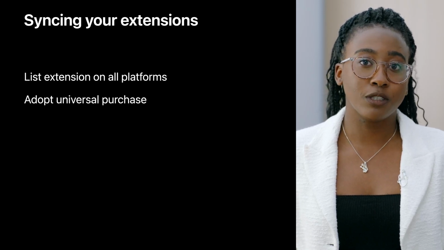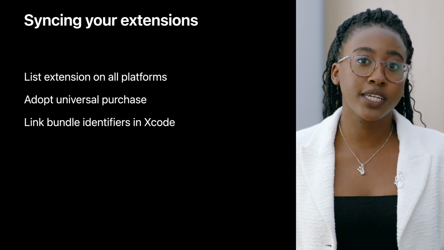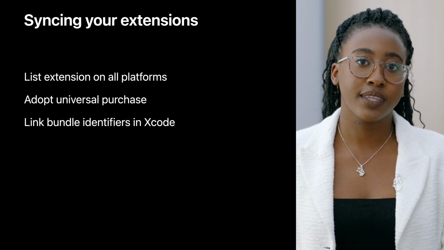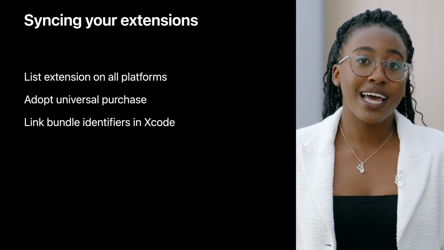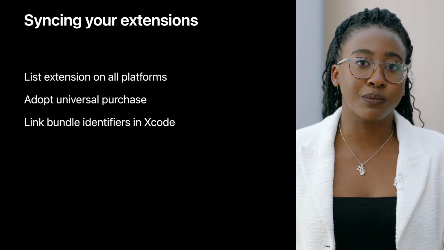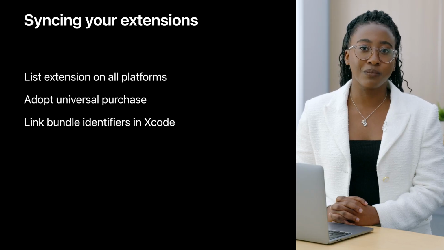To set up universal purchase, you'll need to use a single bundle identifier across your extensions so that it could be associated with the same app record in App Store Connect. For more information on how to do this, check out our documentation on how to set up Universal Purchase for your extensions. But if you choose not to set up Universal Purchase, you can manually link your apps.